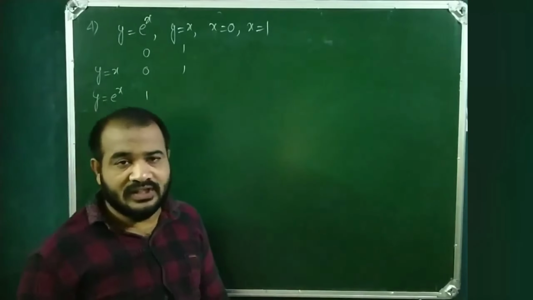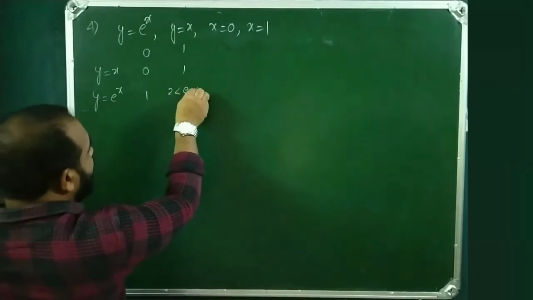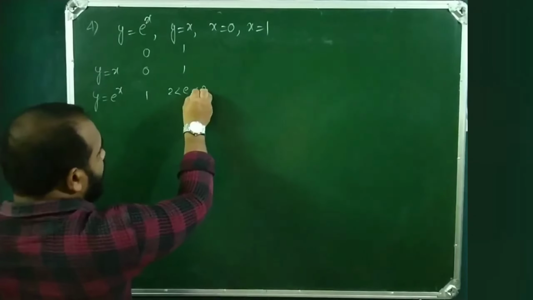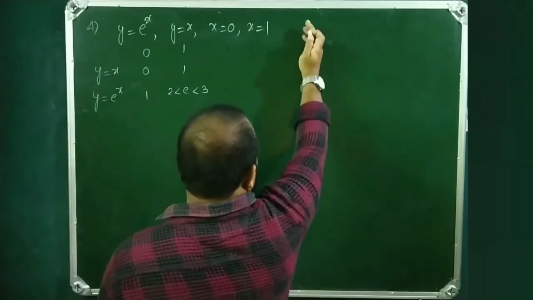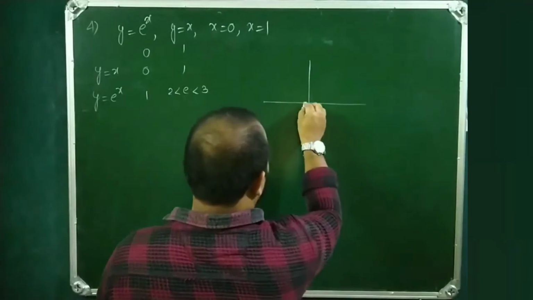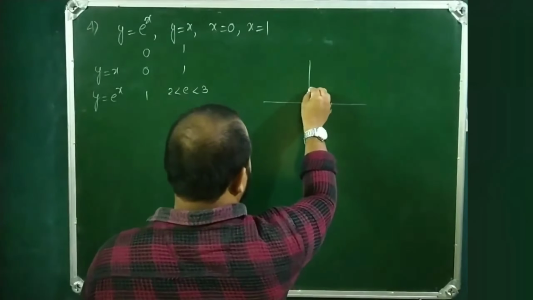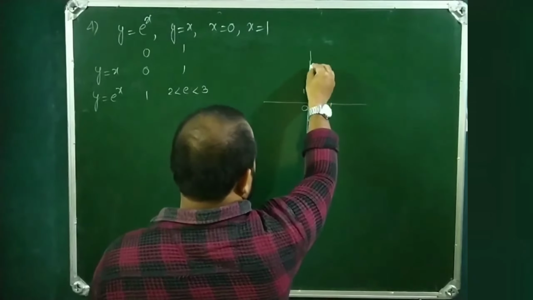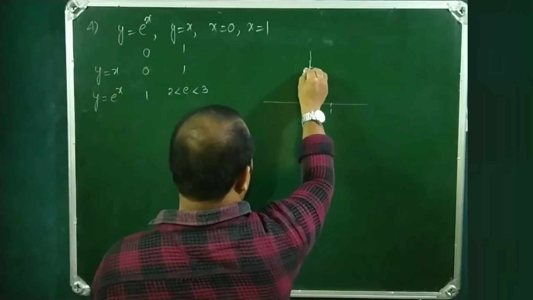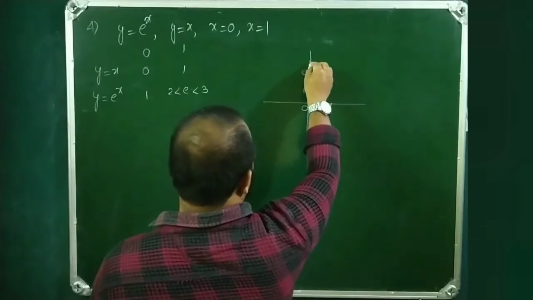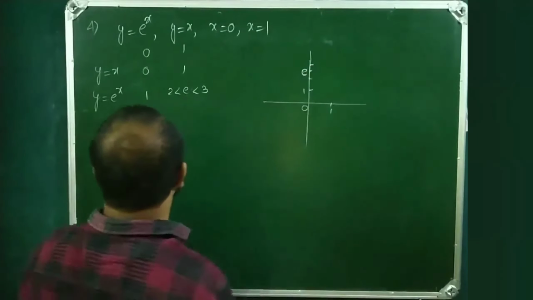Next, 1 you substitute, y equals to e. We know that e value is lying in between 2 and 3. That we know the value. So with the help of this, let us try to plot the diagram. This is 0, this is 1, and here this is 1. So this is 2, this is 3. Somewhere e will be here between 2 and 3.